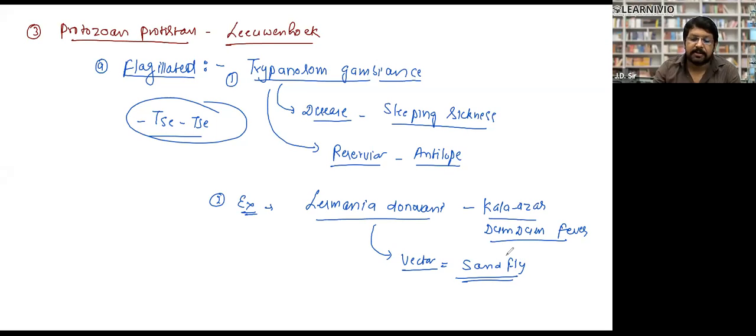Excuse me, sir. Yes. What is the name of the vector in kala azar? The sand fly. Okay, sir. The sand fly, this one. It's the vector.